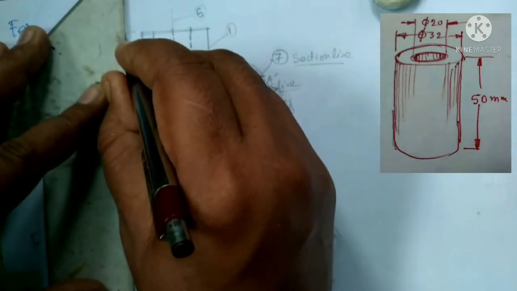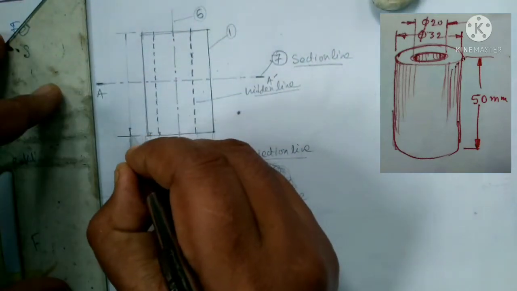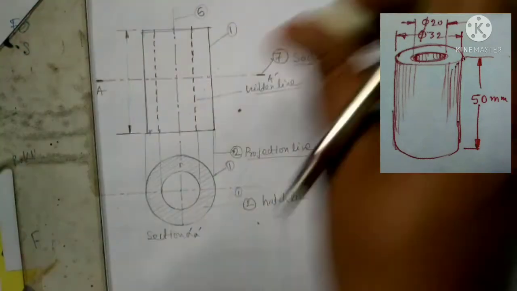Now we will draw the dimension line. To give any dimension, we have to use a continuous thin line.